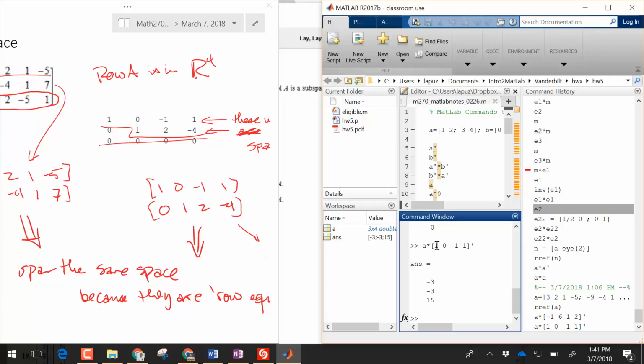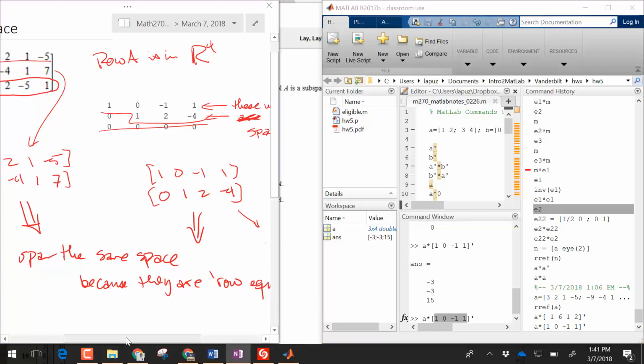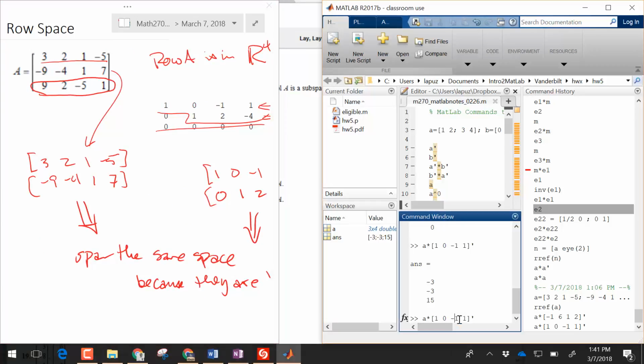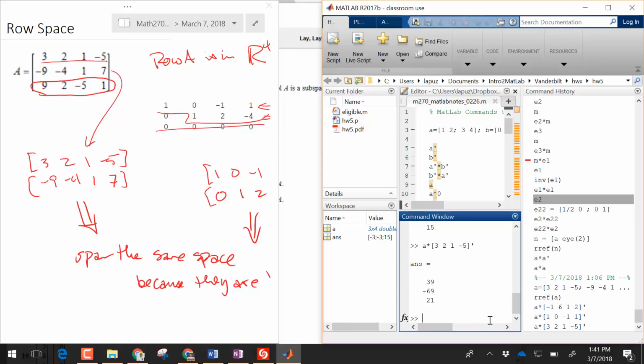So if I change this into the other one, or even change it to the first row, like if I change this to 3, 2, 1, minus 5, I shouldn't get 0 because it's not in the null space.